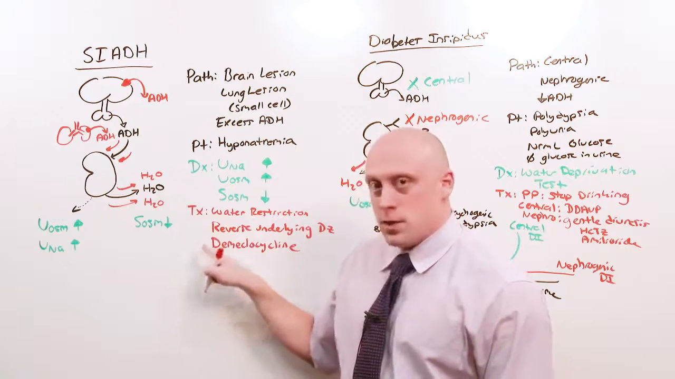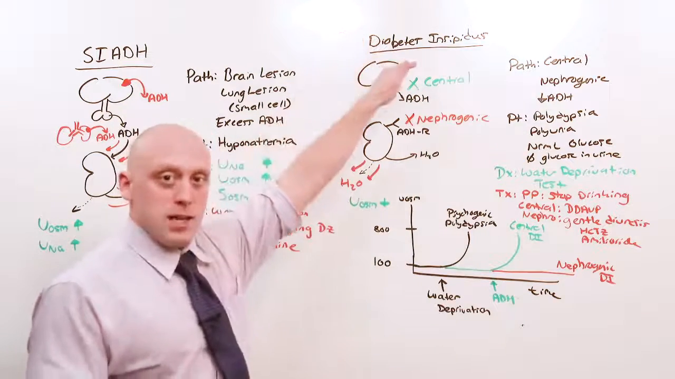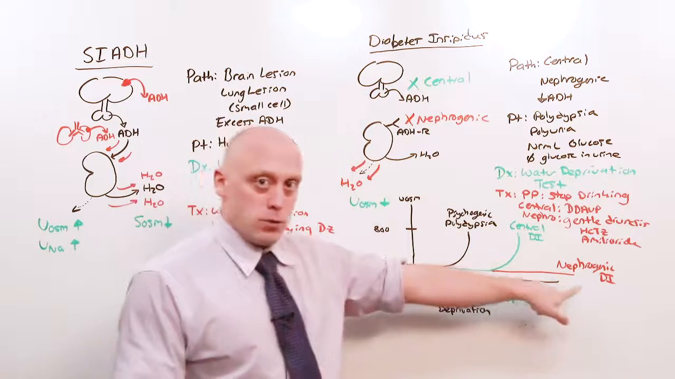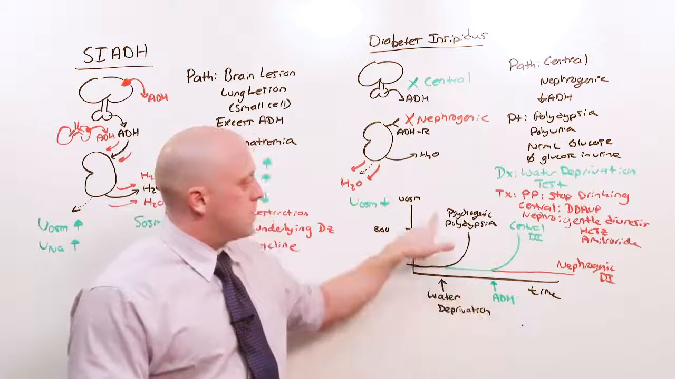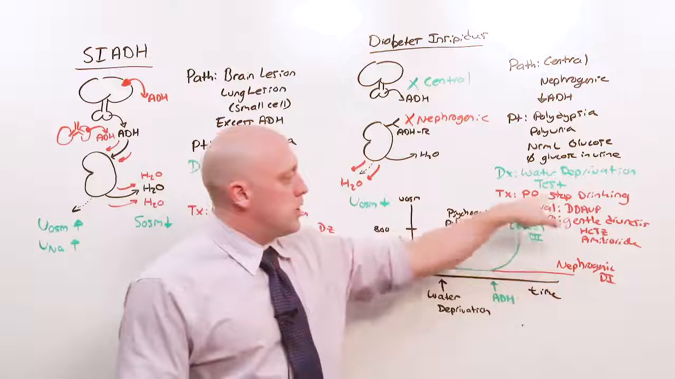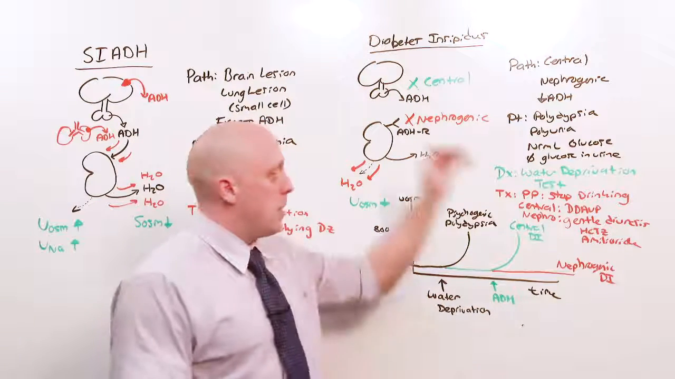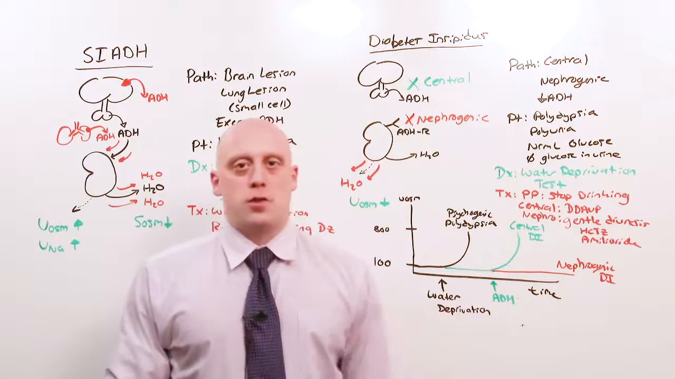Okay, so SIADH, too much ADH means too much water reabsorbed, urine gets concentrated, serum gets diluted, water restrict, reverse the disease with demeclocycline. Diabetes insipidus, not enough ADH, so the urine gets really dilute, figure out how you can concentrate it with a water deprivation test, by water deprivation, then giving ADH, and based on the final result, treat accordingly. Being able to identify someone with diabetes insipidus by polyuria, polydipsia, normal glucose. That is posterior pituitary.